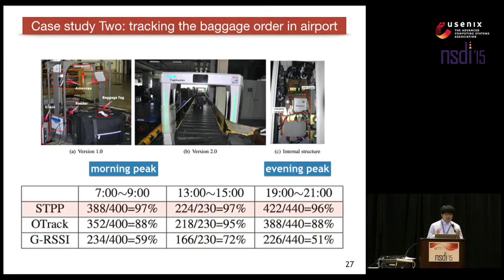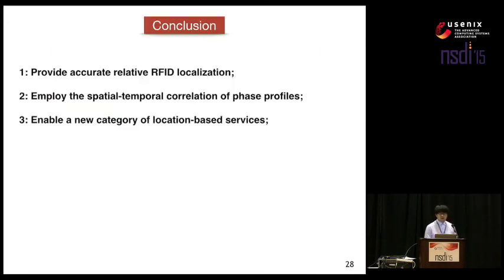So here comes the conclusion. In this work, we provide a simple yet effective relative RFID localization scheme. Such a scheme employs a spatial-temporal correlation of phase profiles and achieves relatively stable and accurate results. We believe this relative localization scheme would enable a new category of location-based services. Okay, that's all. Thank you.